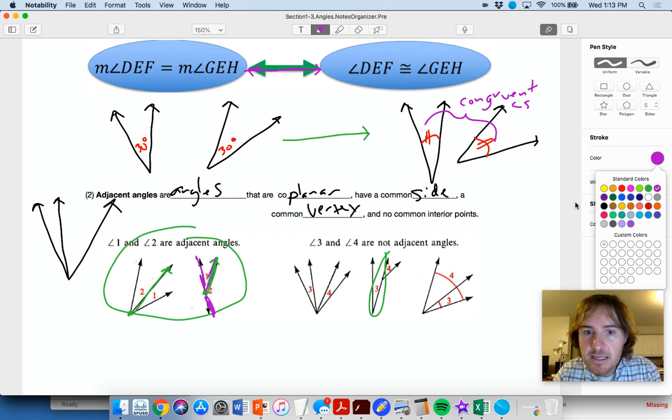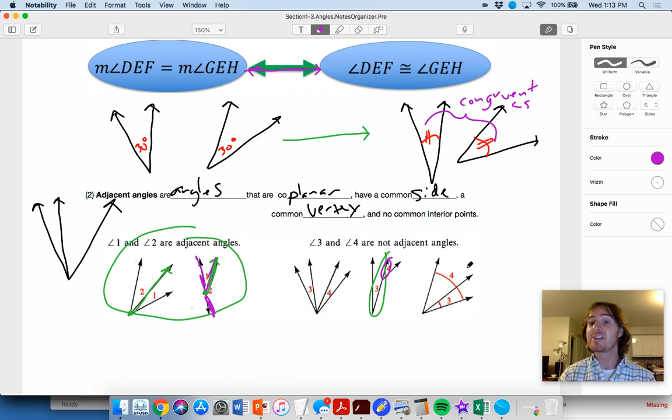So this is angle 3 right here. Its side is right here. Angle 4, its side's right here. So the sides aren't exactly the same. They don't have a common endpoint. Okay, they don't have a common vertex. Okay, vertex is here. Vertex is here. And they are not adjacent angles, even though they kind of are sharing a side here. Okay, this one here, these are not adjacent, even though they share a side, right?